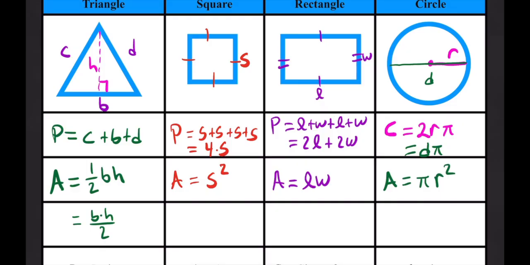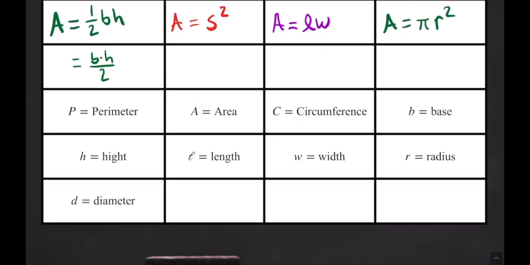Rectangle, length plus width plus length plus width, which is 2 times length plus 2 times width. That's perimeter. Area is just length times width. And circumference is the same thing as perimeter. It's how far you go around the circle, which is 2 times the radius times pi, or we can think of it as the diameter times pi. And then area is pi times radius squared.